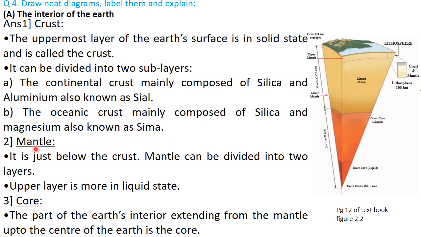Point number 2. Mantle. It is just below the crust. Mantle can be divided into two layers. Upper layer is more in liquid state. Third, core. The part of the Earth's interior extending from the mantle up to the center of the Earth is the core.